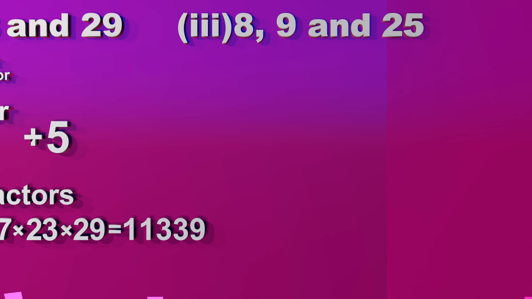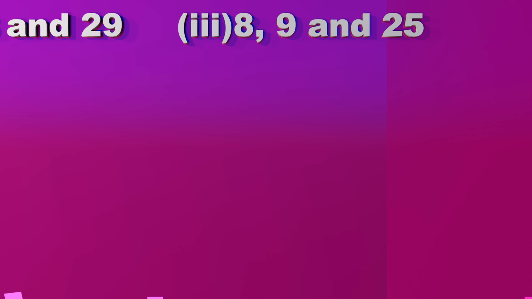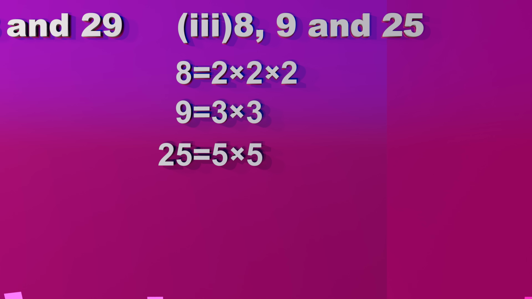Let's jump to the next question. This question is similar to the last question, but these 3 numbers are composites. So here we have taken the prime factorization of 8, 9 and 25. You can see there is nothing common in all these 3 factorizations.